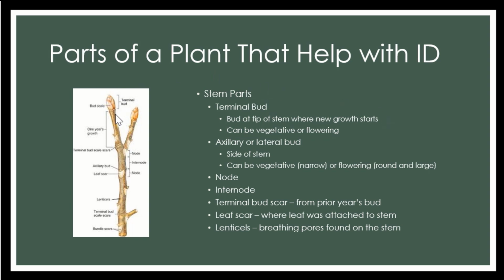The axillary bud, which is on the side of the stem, and it can be vegetative, so narrow, or flowering, round and large. The node, the internode, the terminal bud scar from prior year's bud, the leaf scar, where a leaf was attached to the stem, and the lenticels, the breathing pores found on the stem.